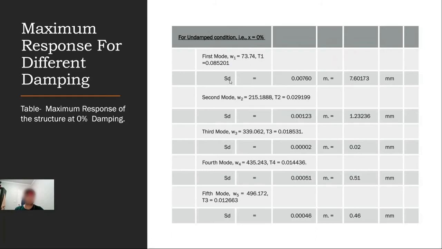For the first mode, maximum response is 7.6 mm. As you can see here, for the fifth mode, maximum response is 0.4, which decreases with increasing mode shape.